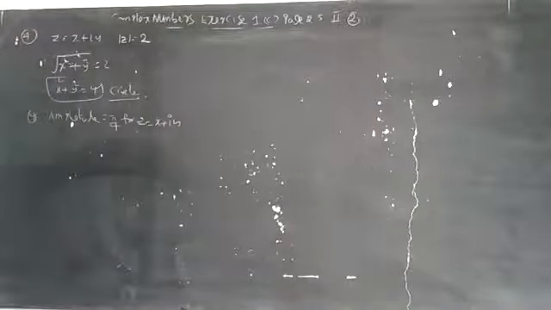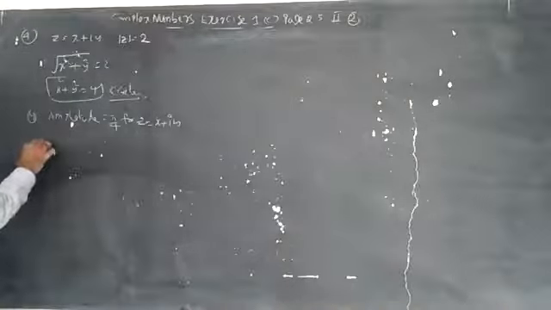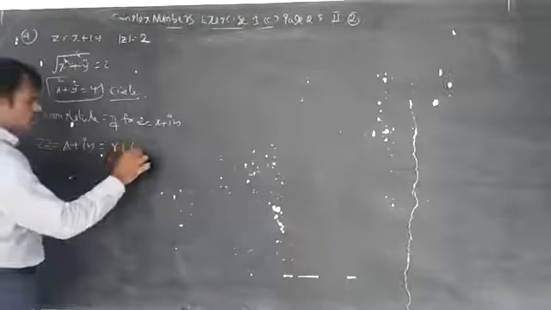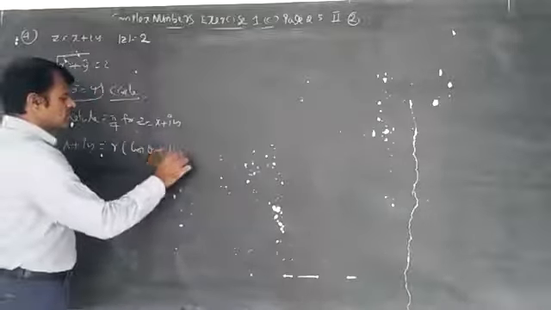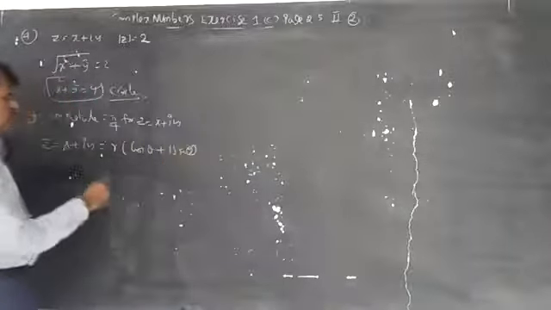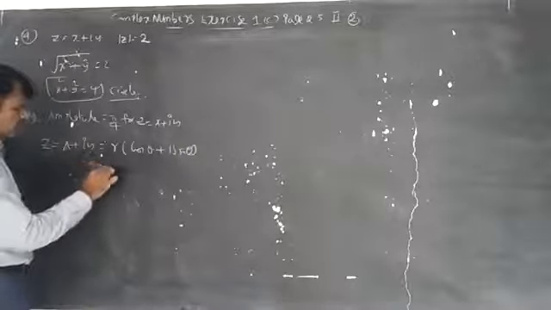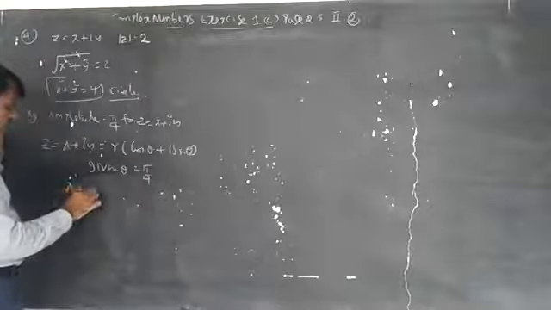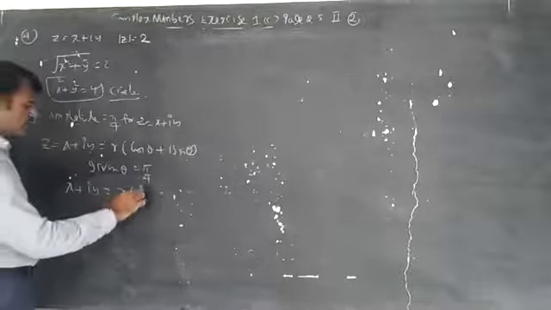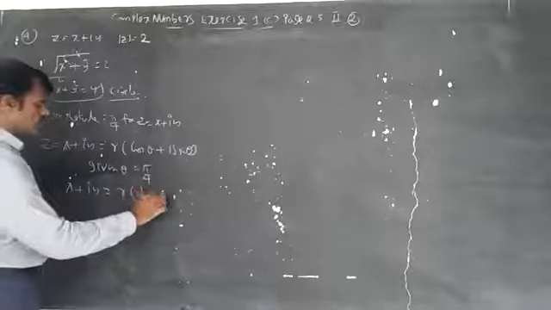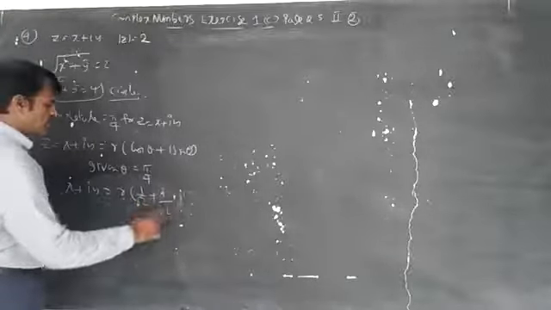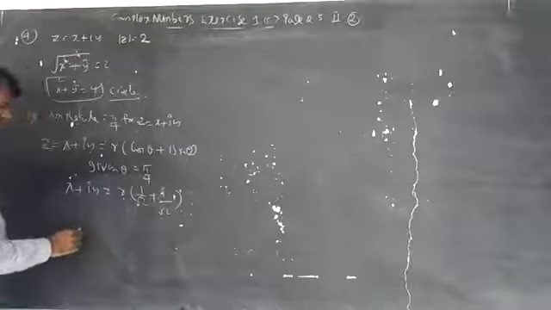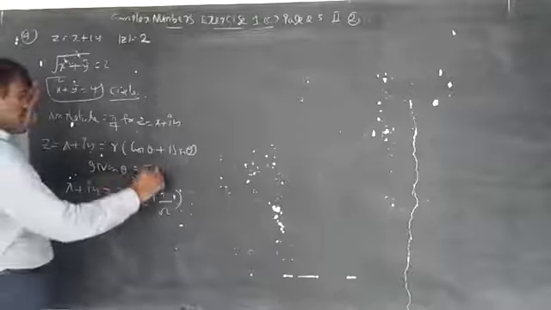You can understand that z is equal to x plus iy, which can be written as r into (cos theta plus i sin theta), given theta is equal to pi by 4. So x plus iy is equal to r into (cos 45, value 1 by root 2, plus i into 1 by root 2). Of course r is equal to root of x square plus y square.